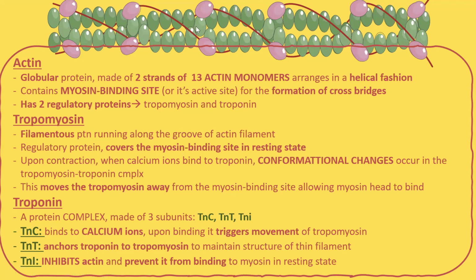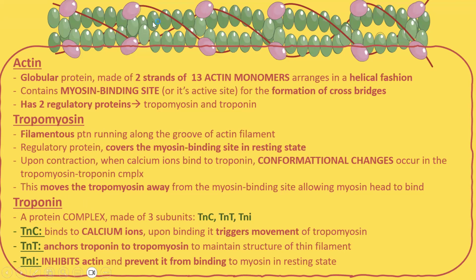So the job of tropomyosin is to cover the myosin binding site on the actin filament in the resting state. Okay, and then what if we want to contract the muscle? What happens is that we want to move this tropomyosin. We're going to discuss it later, but at the resting state, the tropomyosin is covering the myosin binding site.